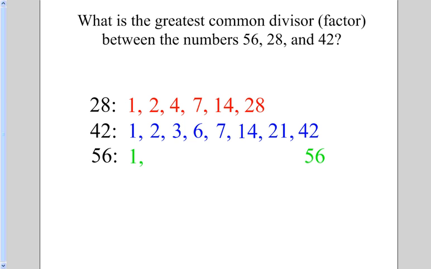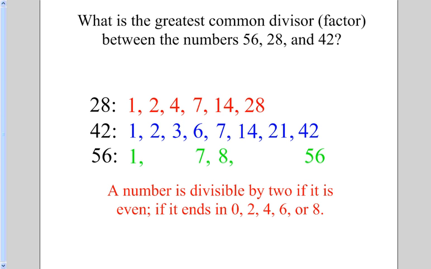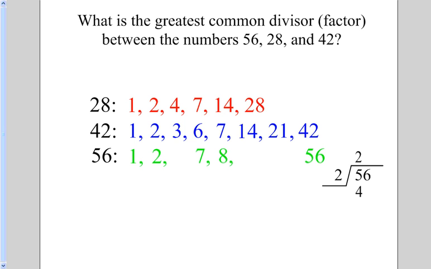And 1 times 56, of course, is going to be 56. And 7 times 8, that's another one of our core multiplication facts that we learned earlier on this year, equals 56. And again, we can look at the divisibility rules. We can see that 56 ends in an even number, 0, 2, 4, 6, or 8. So it is going to be divisible by 2. And we can go ahead and divide that and see what that number might be. And it's going to be 28. So 2 times 28 is going to be 56.